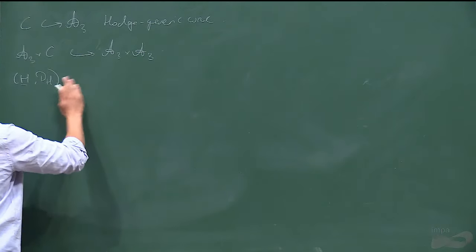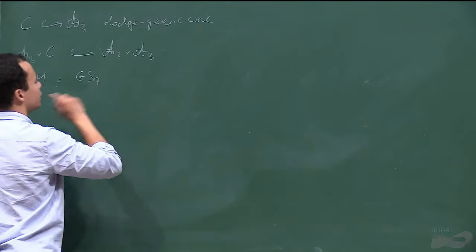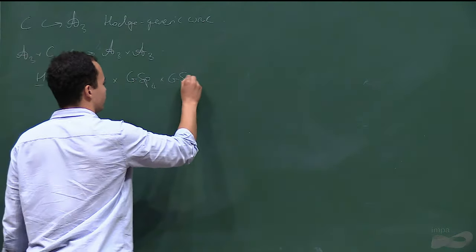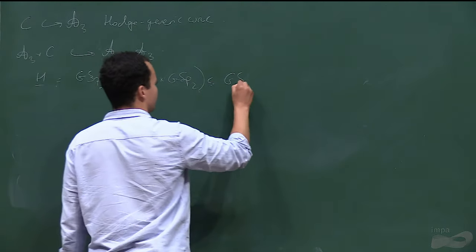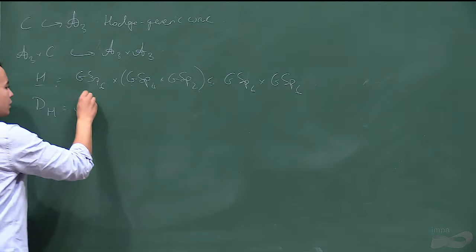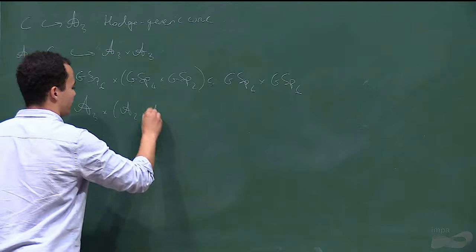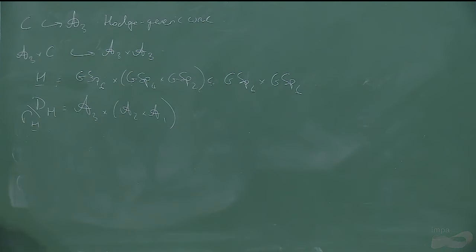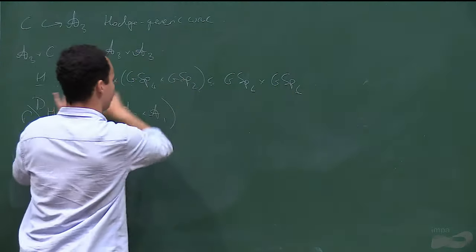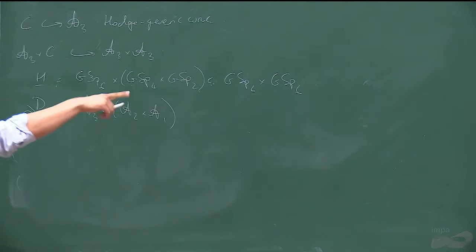So it will be H: GSp6 cross GSp4 cross GSp2. And D_H mod Gamma_H will be A3 cross A2 plus A1. And so I want to look at the intersection, the Hodge locus coming from translates of these things with the Noether-Lefschetz group contained in this thing. And so I can check this readmissibility condition.